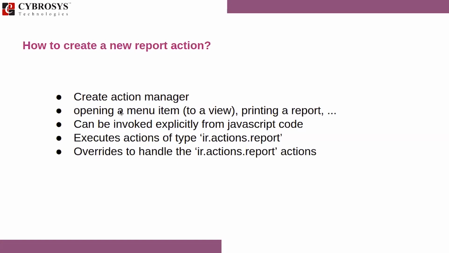And the next part will be creating a new report action for printing the XLS report. So we have to create a new report action and add that report action into the action manager. Coming to the action manager, as we know in Odoo, many of the operations start from an action, like opening a menu item or printing a report. Everything comes under the actions. And actions are a piece of data describing how a client should react to the activation of a piece of content.